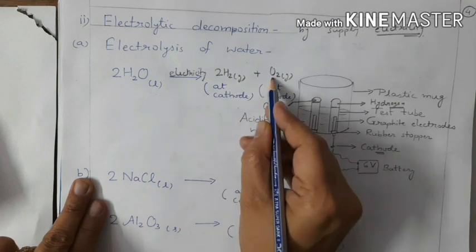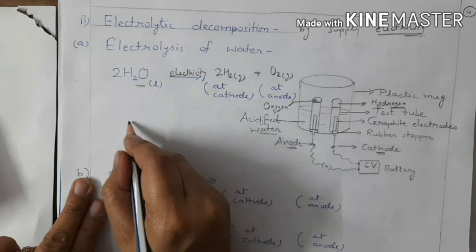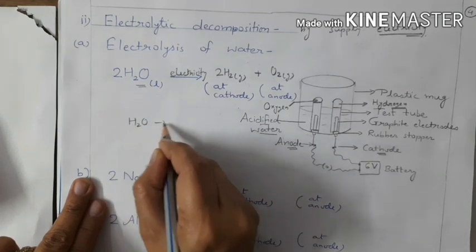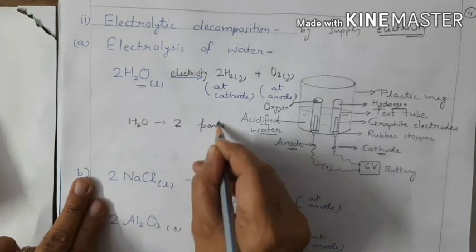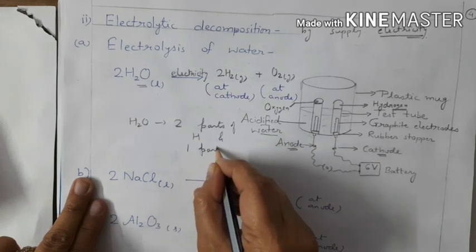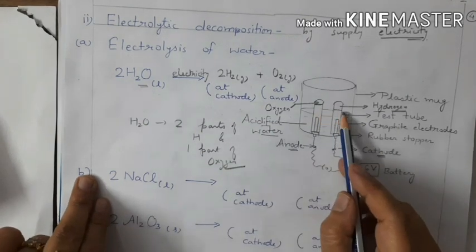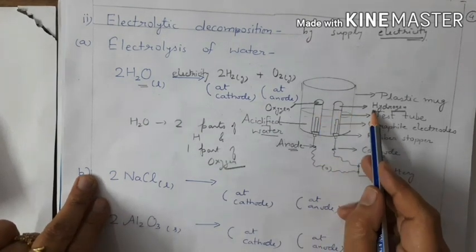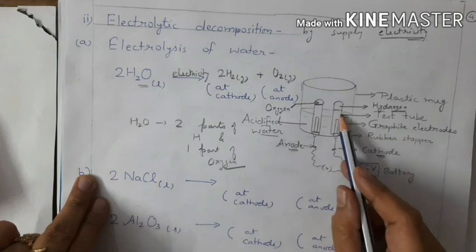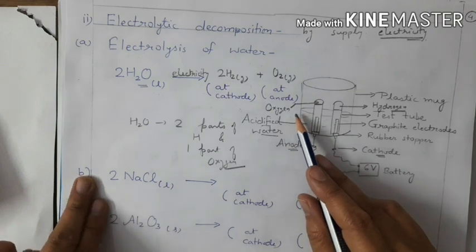Why is the volume of hydrogen double the volume of oxygen? Because water contains 2 parts of hydrogen and 1 part of oxygen. Hence, the volume of gas collected at the cathode is double the volume of the gas collected at the anode. This is how we carry out the electrolysis of water.